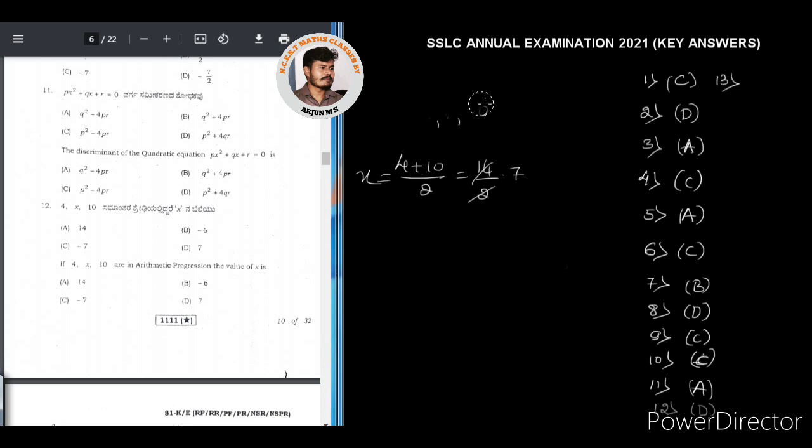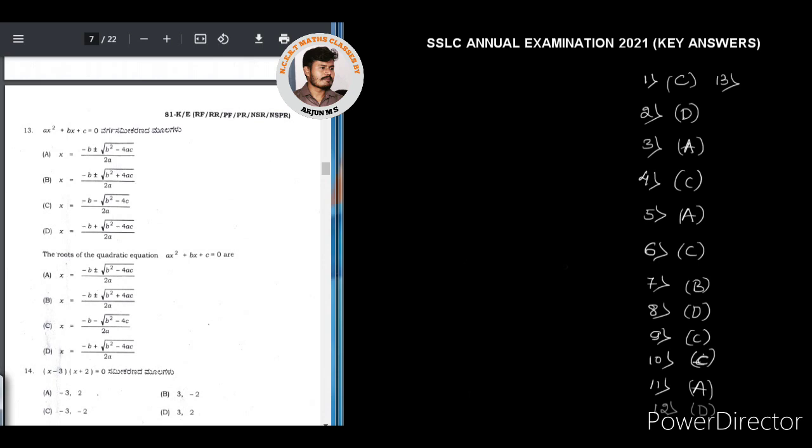So let's move to the 13th question. The quadratic equation is ax square plus bx plus c is equal to 0. The question asks for the quadratic formula, so that is a very easy question, because x is equal to minus b plus or minus square root of b square minus 4ac, divided by 2a, is the answer. So here option A is the correct answer.